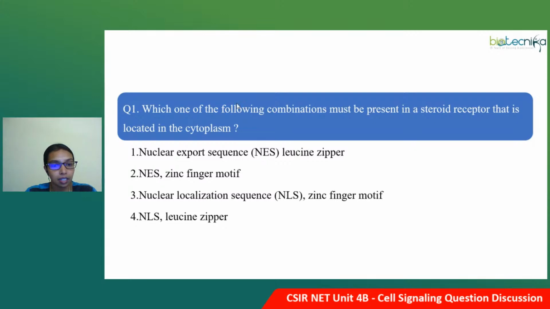So, the correct answer, as you all mentioned, okay, Aishwarya, is option 3, NLS with zinc finger motif. Now, can anyone tell me in which domain you will find the zinc finger motif? Are you aware of the structure of steroid receptors? The model for a steroid receptor, anyone aware? In that case, let me know where this NLS is located and where this zinc finger motif is located.